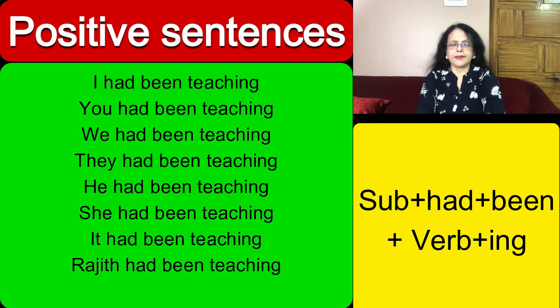Now let's see the structure of the sentences. Let's begin with the positive sentences. And what's the structure? Subject plus auxiliary verb plus been plus ing form of verb. Right?